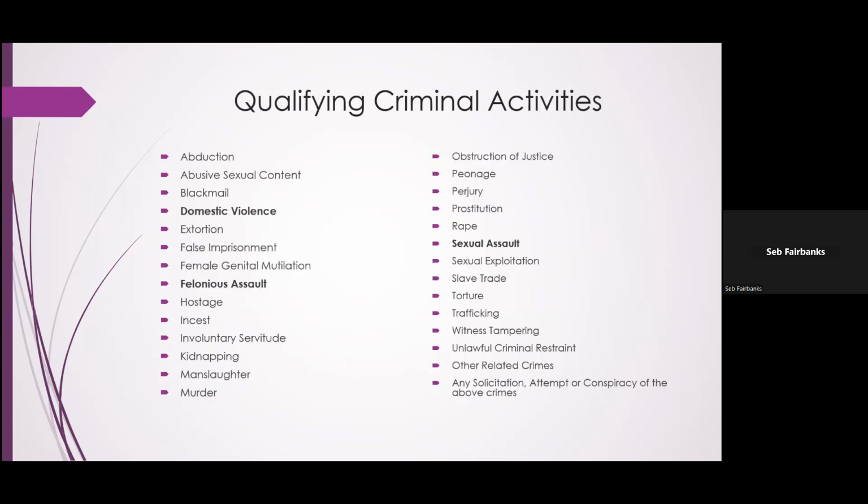These are some of the qualifying crimes for the U visa. The ones that are bolded in black are the ones that we see the most in our office. Also at the bottom, any solicitation, attempt, or conspiracy of the above crimes, it means that any crime that could be framed as a potential felonious assault or as a potential sexual assault can be argued as a qualifying crime for the U visa.